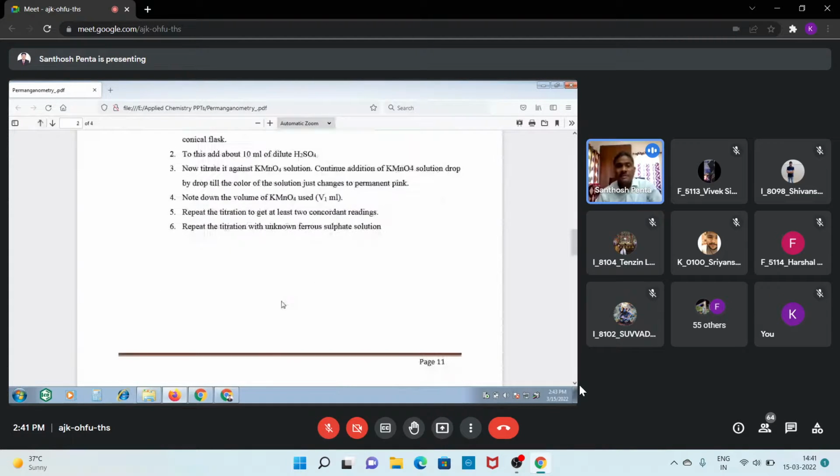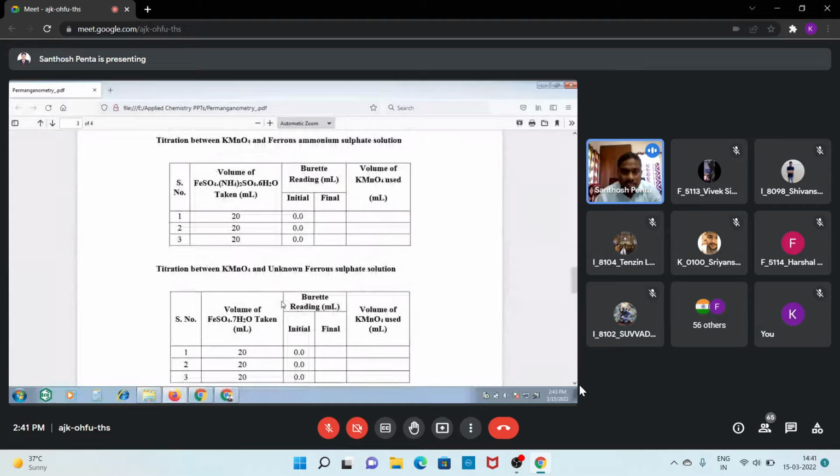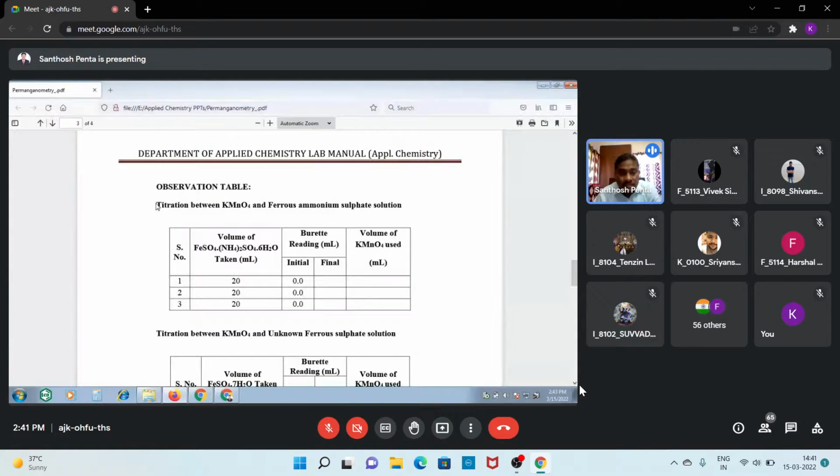Once again, see here the observation table. The first observation table is the titration between potassium permanganate and ferrous ammonium sulfate solution. The ferrous ammonium sulfate solution strength was given, that is 0.01 N. The potassium permanganate strength was not given. So with the help of ferrous ammonium sulfate, we calculate the potassium permanganate normality.